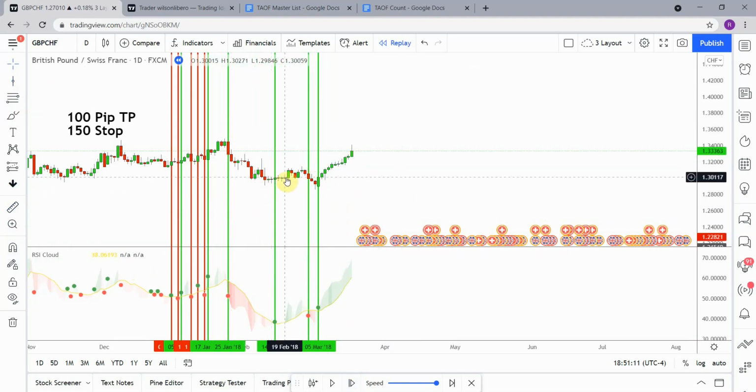All right, then we pick up this long right here. That gets us to take profit, then a short shortly after. That also gets us to take profit, then it flips for a long right here on this one, and that one also gets us to take profit. So let's go ahead and continue on.